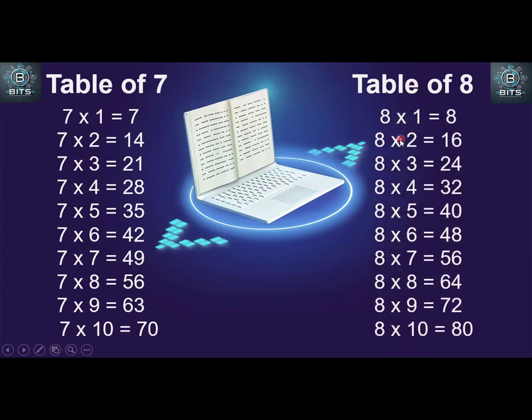Table of 8. Eight ones are 8. Eight twos are 16. Eight threes are 24. Eight fours are 32. Eight fives are 40. Eight sixes are 48. Eight sevens are 56. Eight eights are 64. Eight nines are 72. Eight tens are 80.